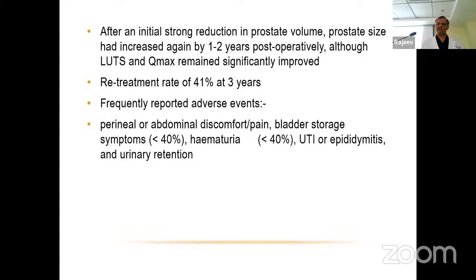After an initial strong reduction in the prostatic volume, it has been seen that prostate size has increased again by 1 to 2 years postoperatively, although the LUTS and Qmax remain significantly improved. The retreatment rate is 41%, and the side effects are perineal and abdominal discomfort, bladder storage symptoms, hematuria, and infection.